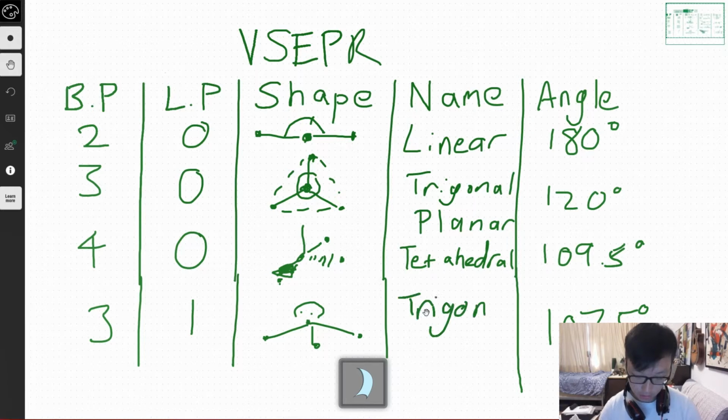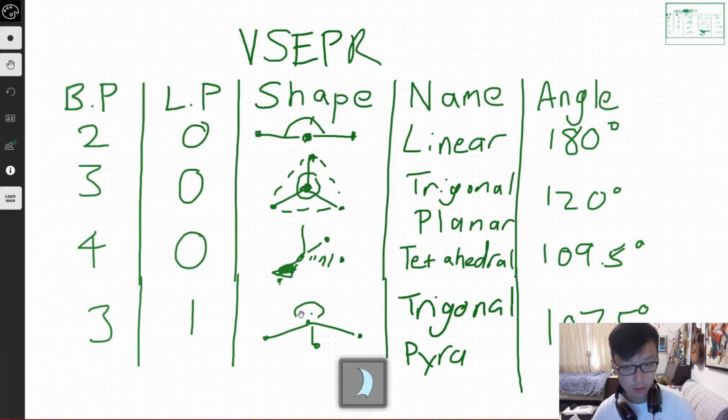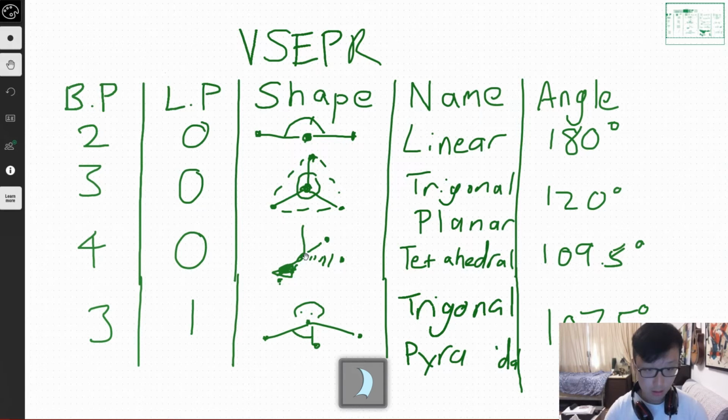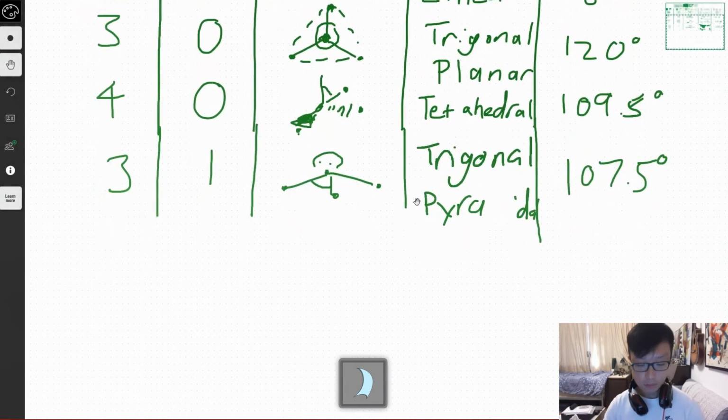And the reason why the angle is smaller is because, as I told you, the lone pairs repel more than the bonding pair. And because of this, the bonding pairs are pushed closer to each other than in the tetrahedral shape, resulting in a smaller angle over here compared to what we had over here on the top.